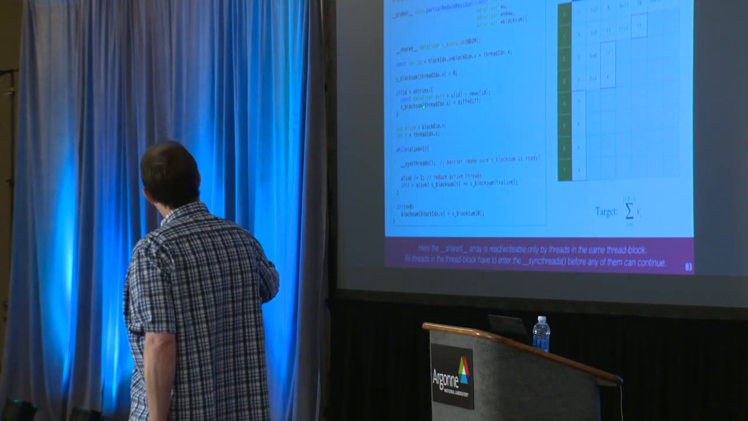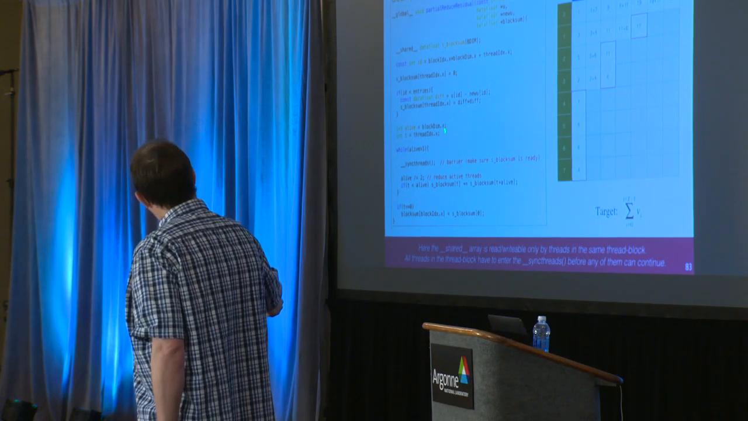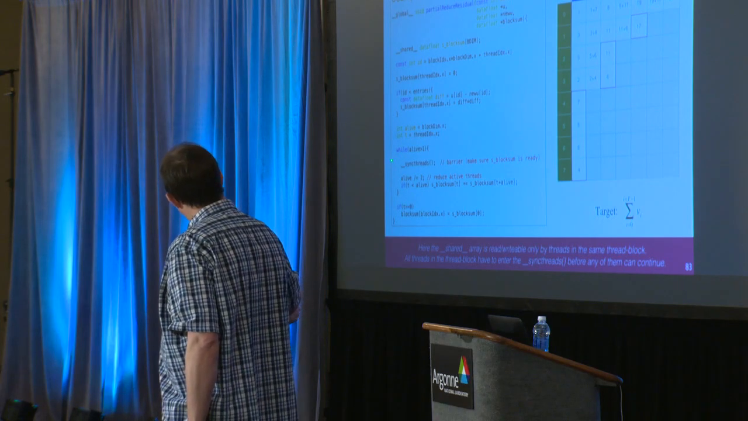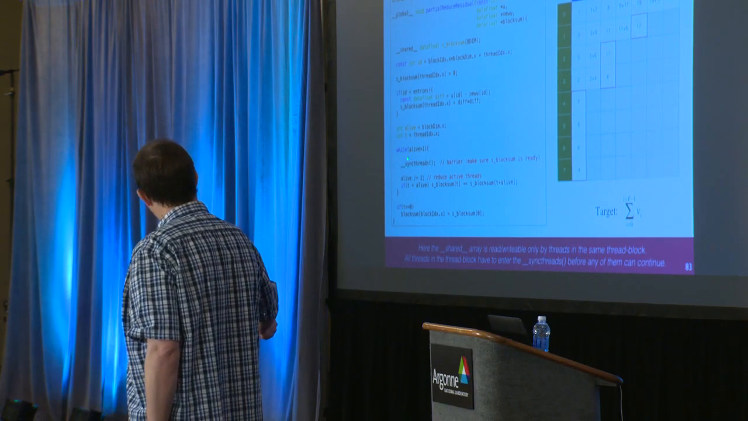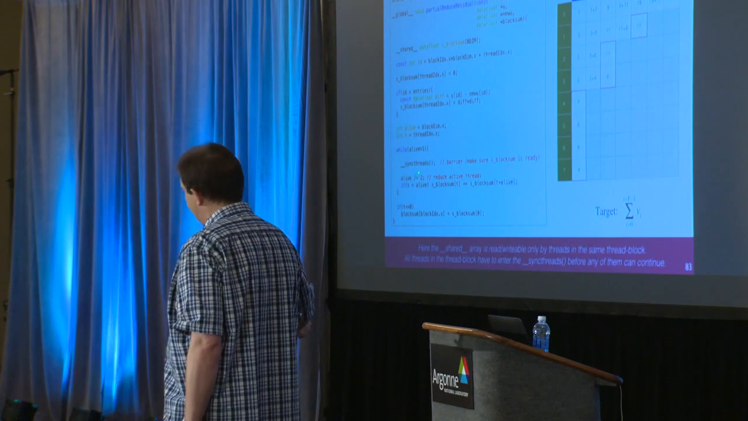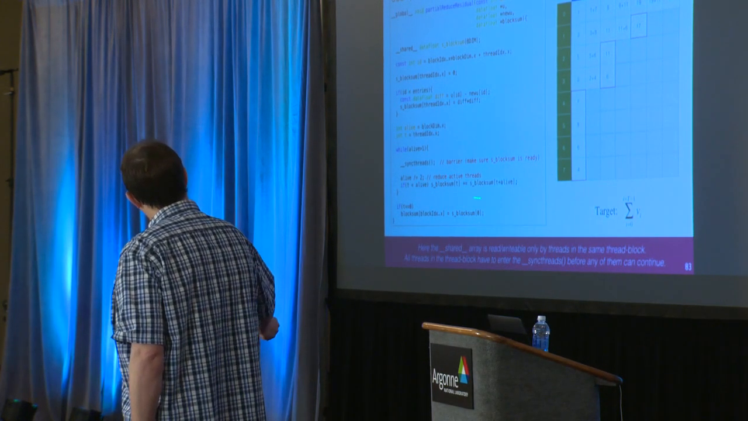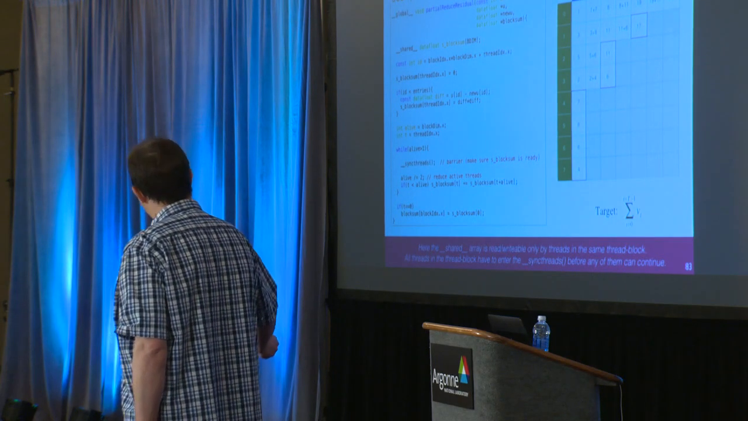And then we start the reduction. We're going to say, how many are alive? Well, that's the number of threads in the block. What's our thread index? I'm going to synchronize, make sure all the threads enter here before any leave. Then I'm going to kill half the threads, and the remaining half are going to do the reduction.